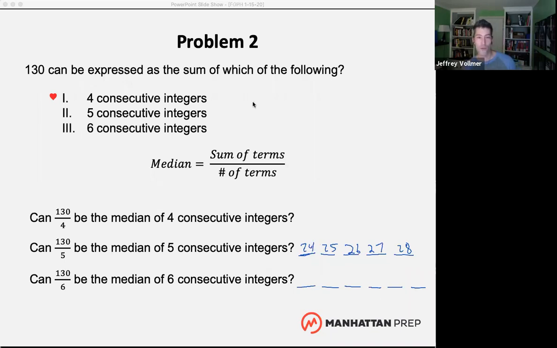So Roman numeral 2 also holds up. Good stuff. If I add up these 5 integers, I will get 130. All right, what about the last one?